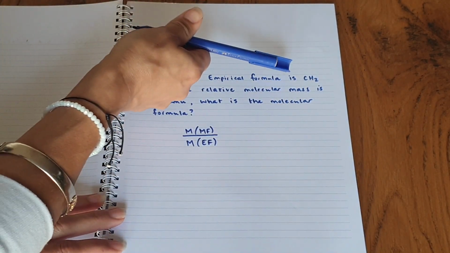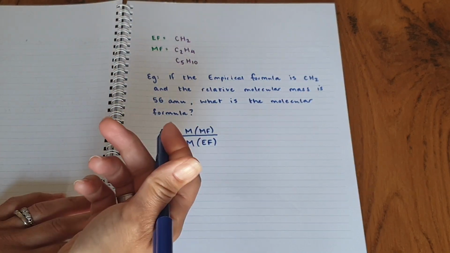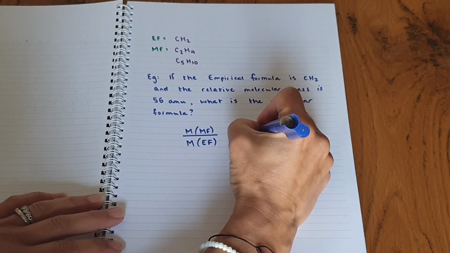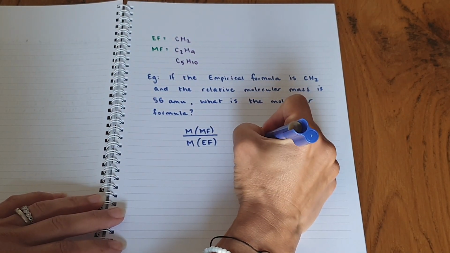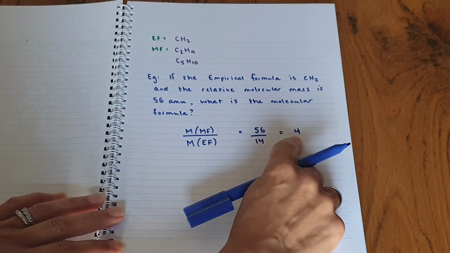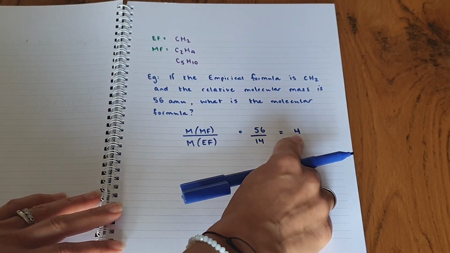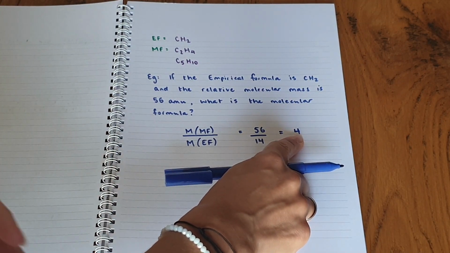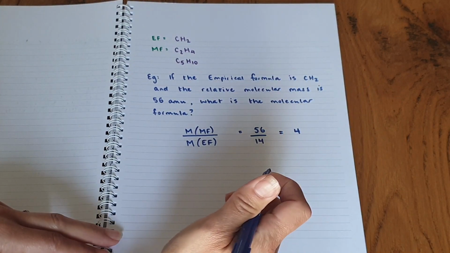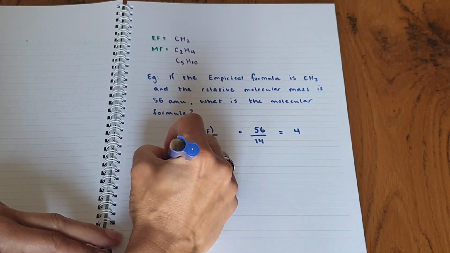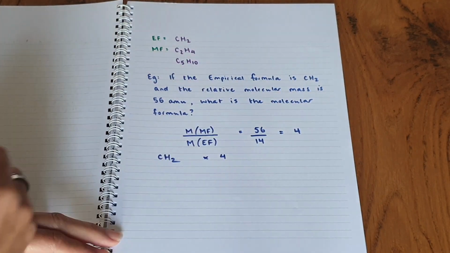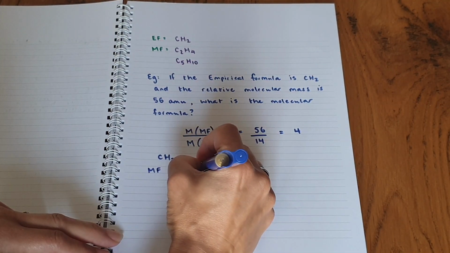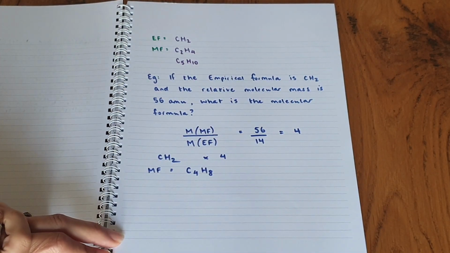So if we know the empirical formula is CH2, 1C plus 2 hydrogens, that's 14, and they've given us the 56. So we take the 56, we divide it by the 14, and what we get is 4. The whole number that you get when you do the molecular formula over the empirical formula tells you what multiplication factor you need to do to your empirical formula. So if I'm going to take my CH2 and I'm going to multiply everything by 4, it means that my molecular formula is C4H8. Hope that helps.